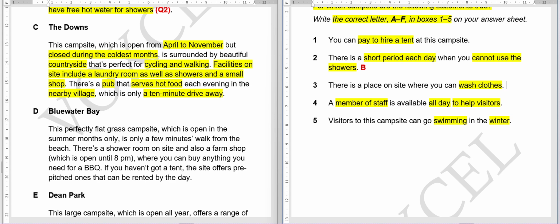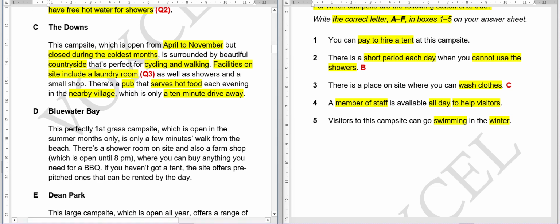Let me write here. C. So where is it written that there is a place to wash clothes? Yes, let me uncheck this first. Here, facilities on the site include a laundry room. So if you have a laundry room there, you can wash your clothes there. Question 3. I hope it is clear.